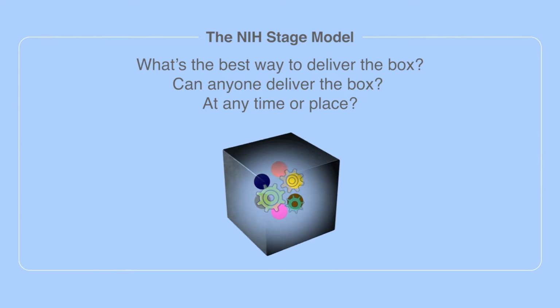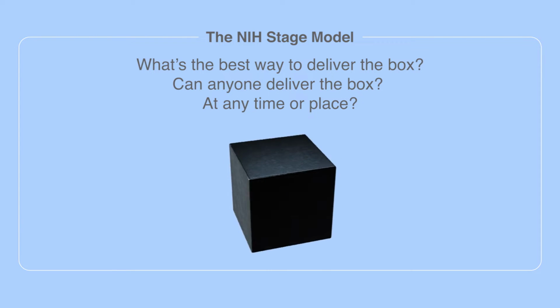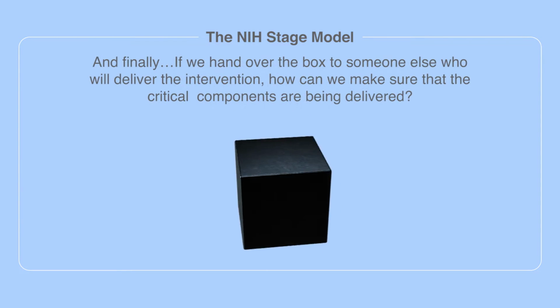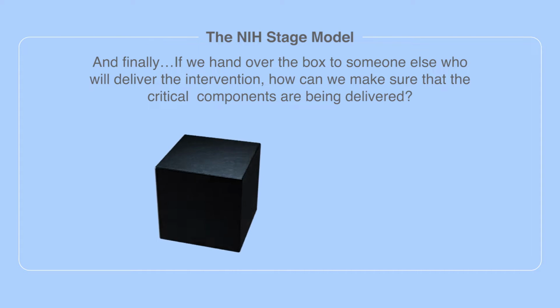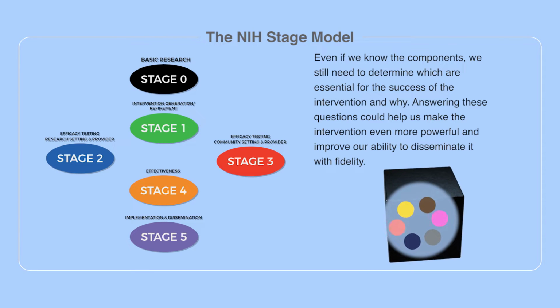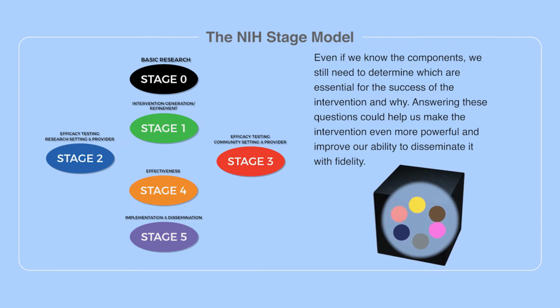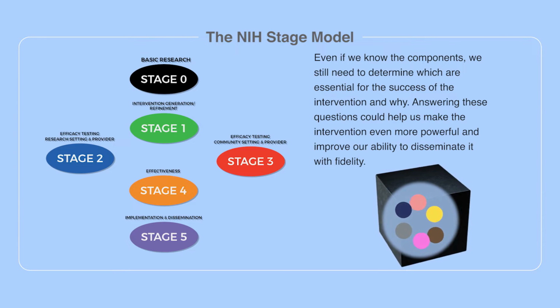What's the best way to deliver the box? Can anyone deliver the box at any time or place? And finally, if we hand over the box to someone else who will deliver the intervention, how can we make sure that the critical components are being delivered? Even if we know the components, we still need to determine which are essential for the success of the intervention and why. Answering these questions could help us make the intervention even more powerful and improve our ability to disseminate it with fidelity.